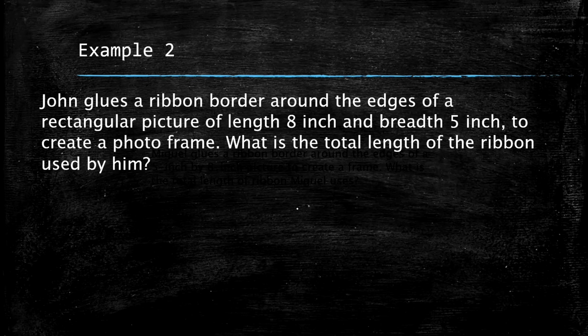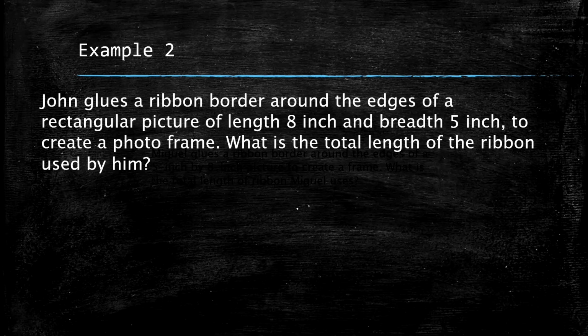John glues a ribbon border around the edges of a rectangular picture of length 8 inch and breadth 5 inch to create a photo frame. What is the total length of the ribbon used by him? Whenever a word problem is given, please check if we are talking about the area or the perimeter. Here, John is creating a ribbon border around the edges. So definitely we are talking about the perimeter.